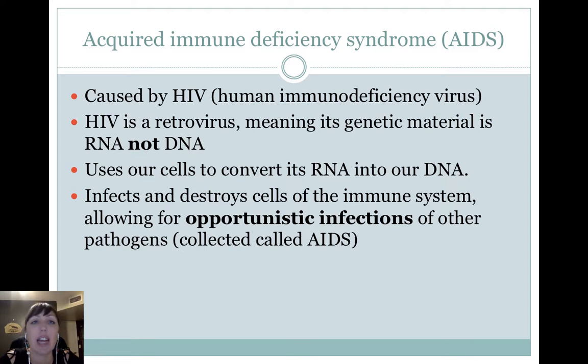Okay, so moving on to AIDS, which is acquired immune deficiency syndrome. This is caused by HIV, which is the human immunodeficiency virus. HIV is a retrovirus, meaning its genetic material is RNA, not DNA. It uses our cells to convert its RNA into DNA. It infects and destroys cells of the immune system, allowing for opportunistic infections of other pathogens. And all of this collected is what is referred to as AIDS.